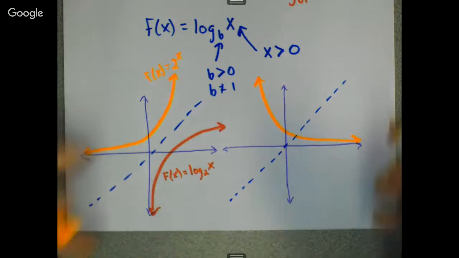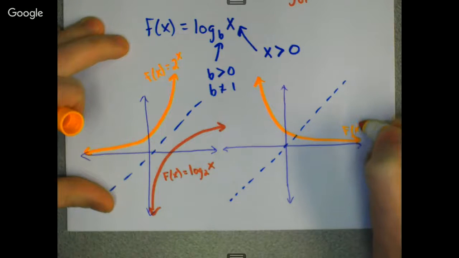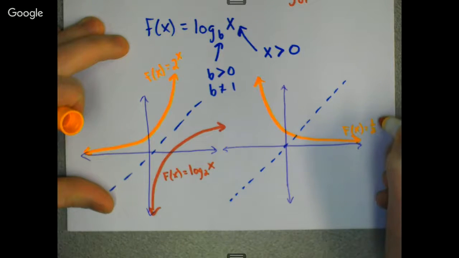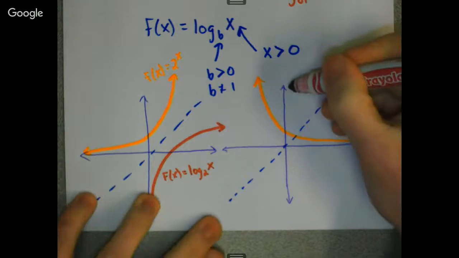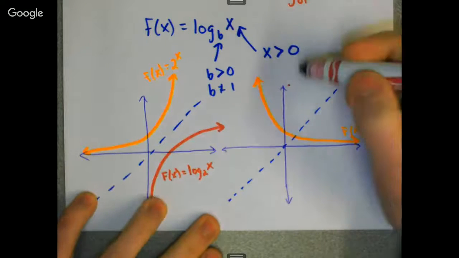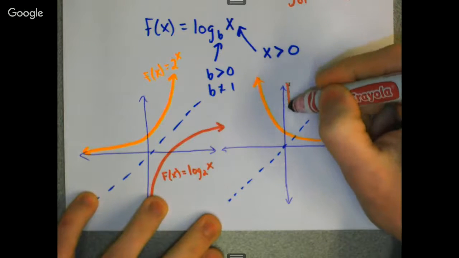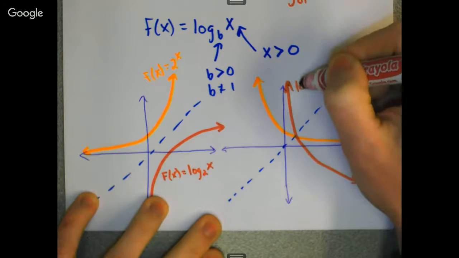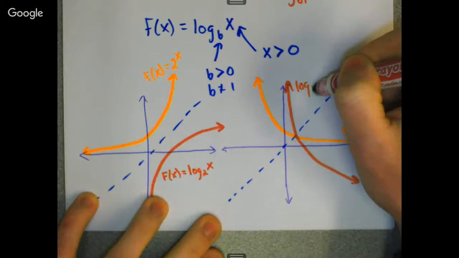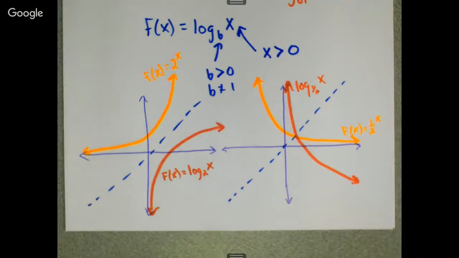So then this one could be f of x equals 1/2 to the x, since it's decay. Then if I reflect it across, it's going to look something similar to this. And this could be log base 1/2 of x. Okay, so we're flipping it over that x-axis.